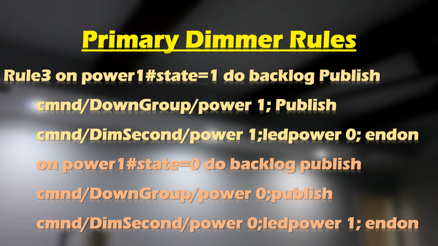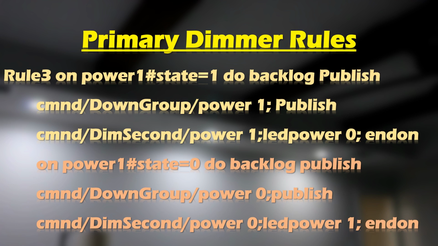So the last rule on the primary switch is when the power is turned on the switch, it sends that same power command over to the DownGroup topic, as well as it instructs the secondary dimmer to toggle its power as well to stay synchronized, and also toggles the red and blue light on the primary dimmer. And just the opposite happens when the power is turned off on the primary dimmer.